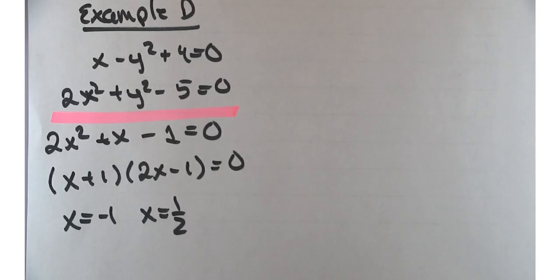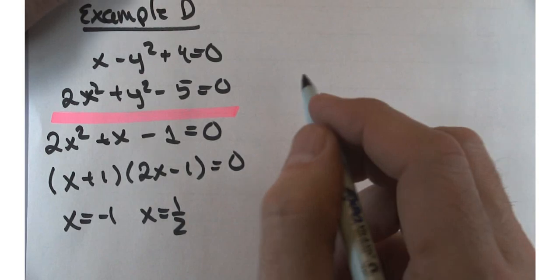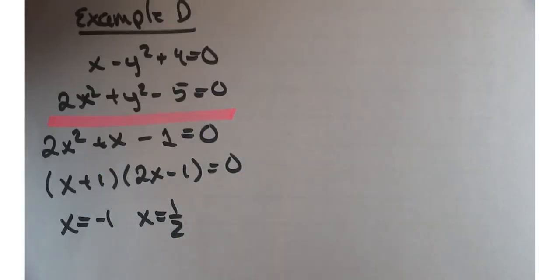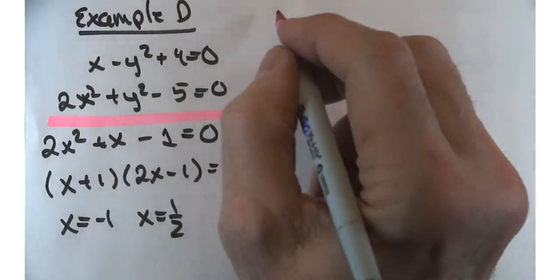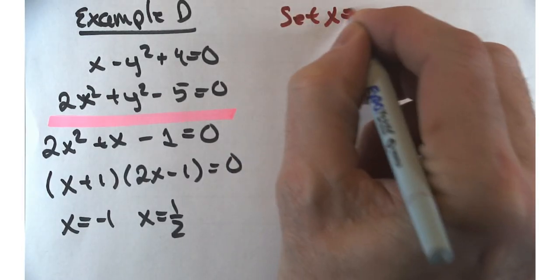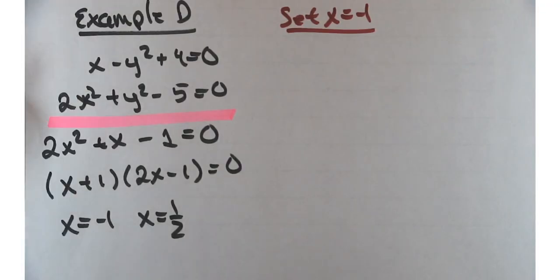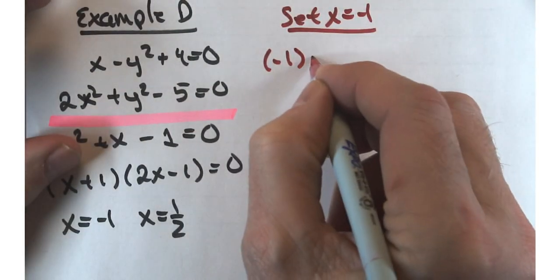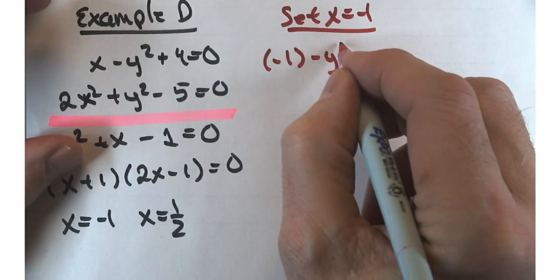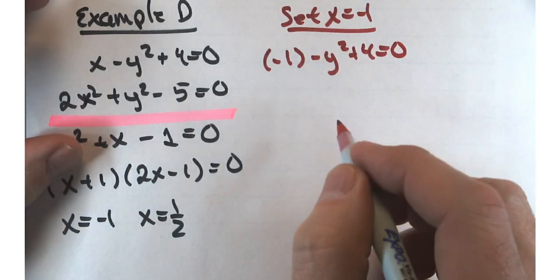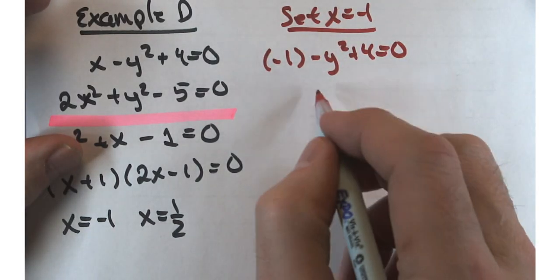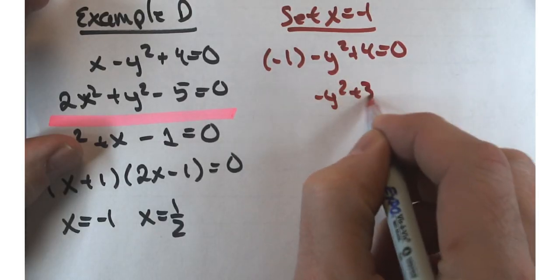We still need to figure out what the y variable is. So let's do that over here. I'm going to set x equal to -1 and solve for y. Which equation do you want to use? The first one or the second one? First one. I was hoping you'd say the first one. Thank you. -1, or excuse me, minus y squared plus 4 equals 0. So it's going to be minus y squared plus 3 equals 0.